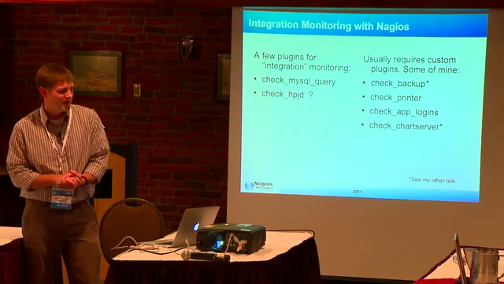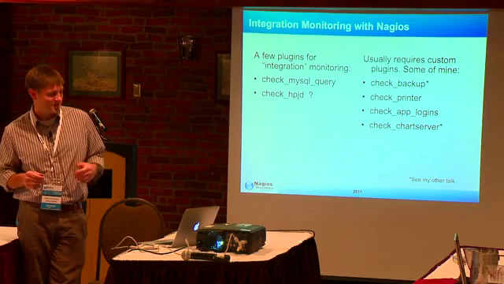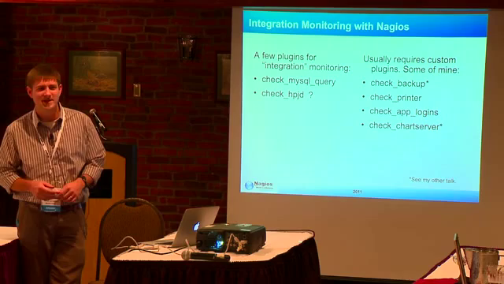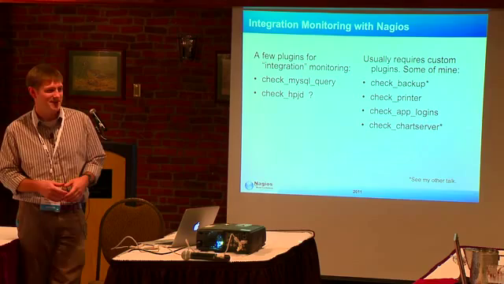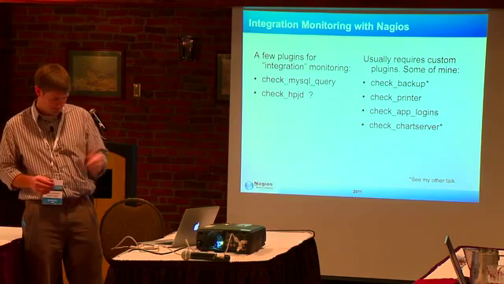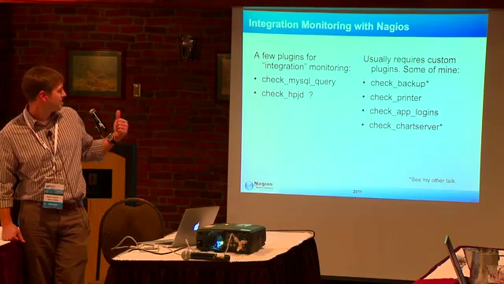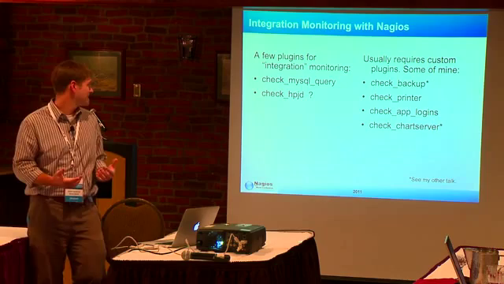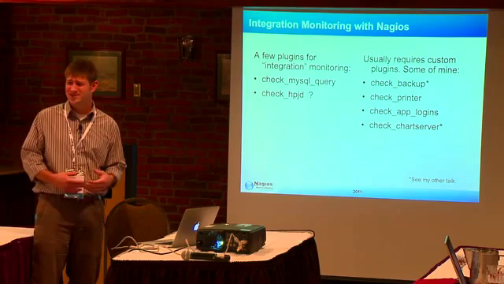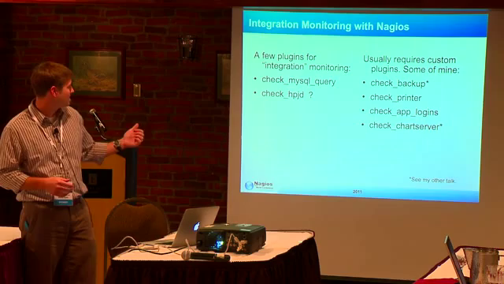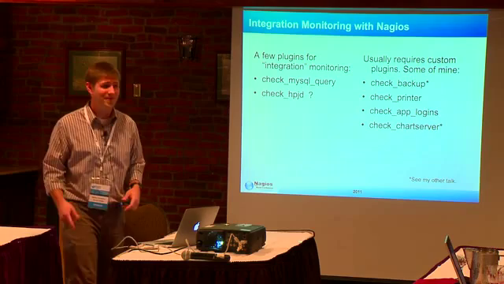There are a few plugins for Nagios to check at this sort of level. One is check MySQL query, which can actually run a query and interrogate your database and make sure that the data is living up to your expectations. The HPJD script is for checking printers. But usually at this level, you end up writing your own. I've written some in our environment to check back-end printers on our AIX nodes, and to check how many people are logging into the application, to try to make sure that it's within the bounds of reason. Two other ones there that I will be showing at my 4:30 talk, if you want to see those.